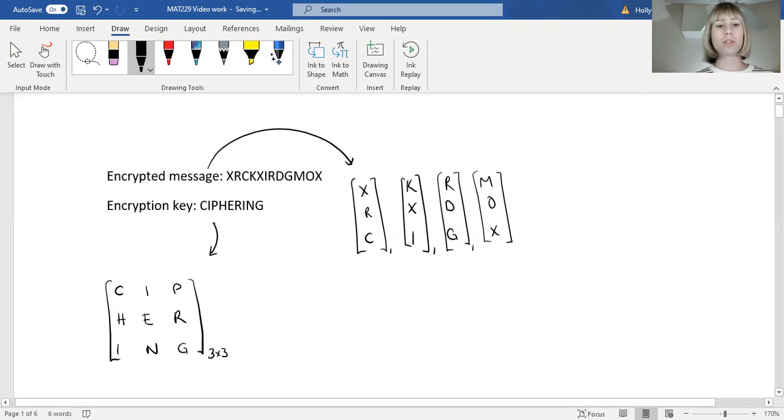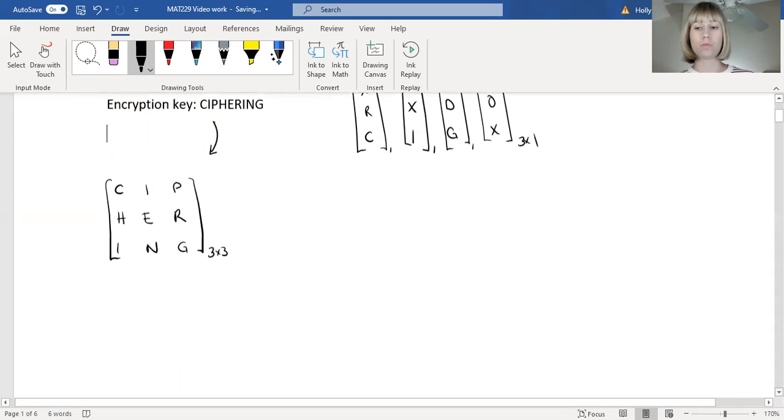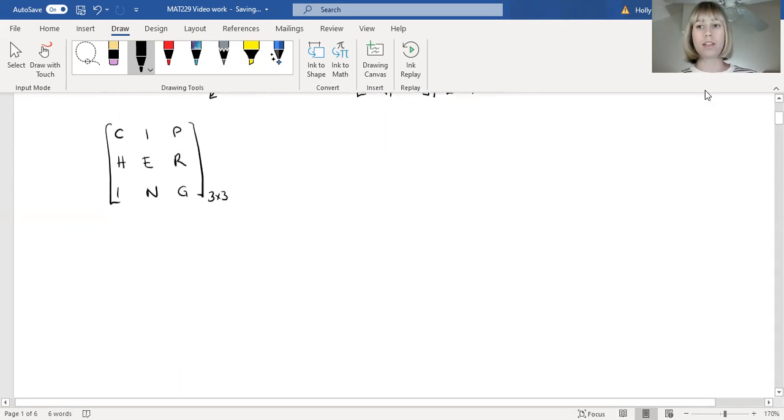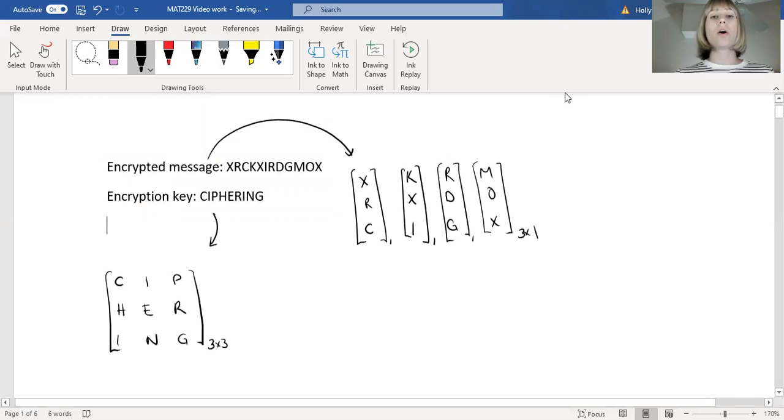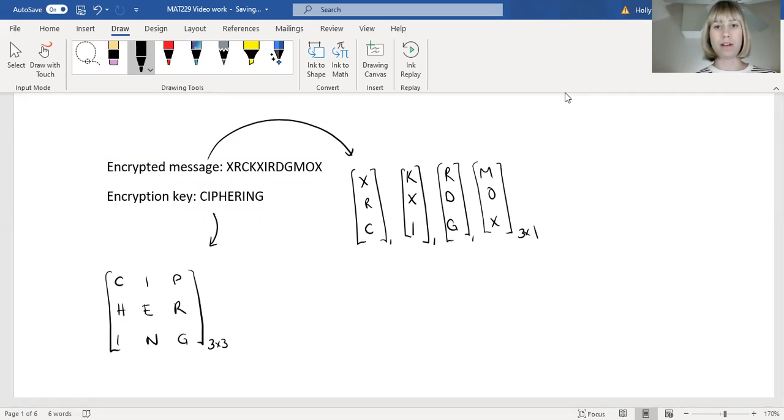Since the encryption key has 3 rows, the encrypted message vectors must have 3 rows, which is why we have 4 vectors. They are all 3x1 matrices, or you could consider them vectors as well. Now that we understand that, the next thing we're going to do is convert these letters into numbers. For the Hill Cipher this is very convenient. The trick is that each letter corresponds to a position in the alphabet, and that position is given a number. So A is 0, B is 1, C is 2, and so on.